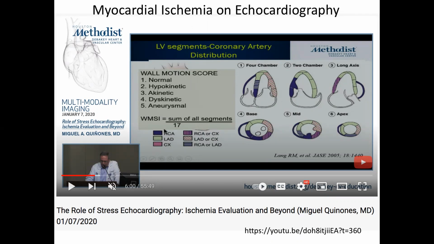So this lecture is a really good lecture. This guy's famous for stress echo. And so we have this classic system of segments.